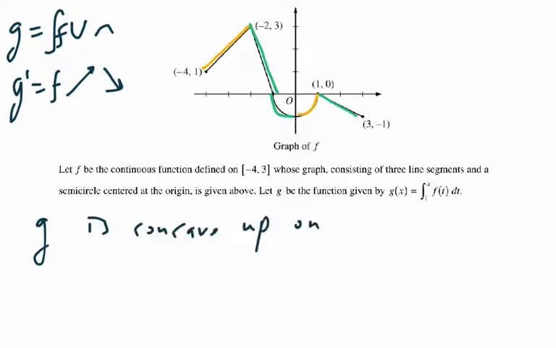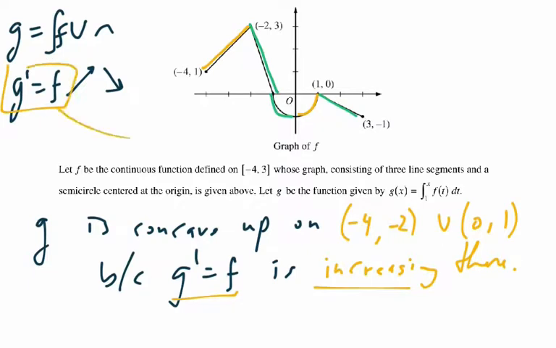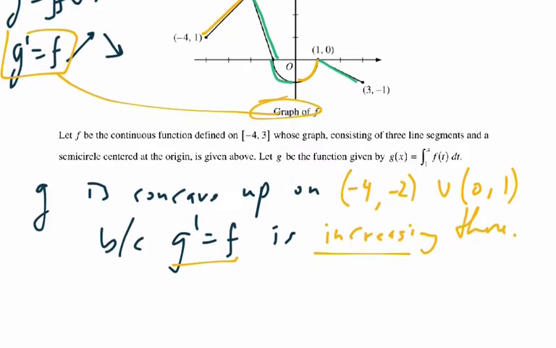on, let's see where g is concave up, -4 to -2, union 0 to 1, because g prime, which is f, is increasing there. And so remember that we're using that g prime, which is f, is increasing because we have the graph of f, which is g prime. Cool, let's do concave down.